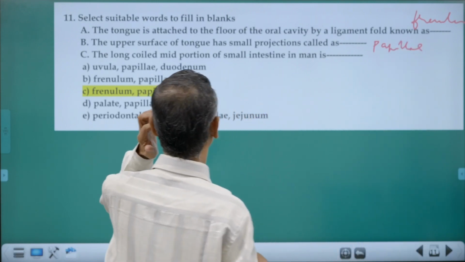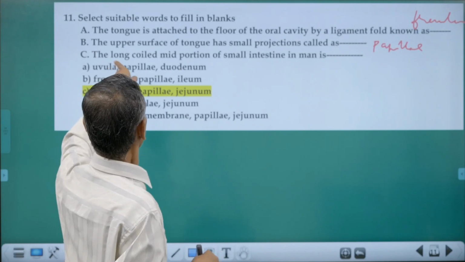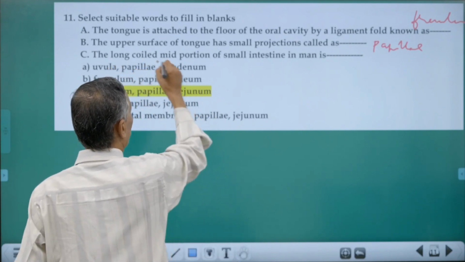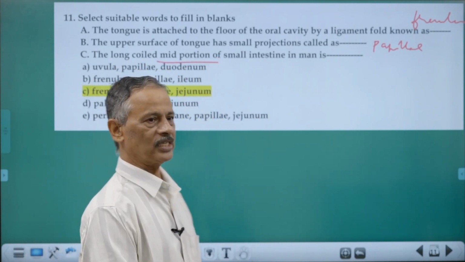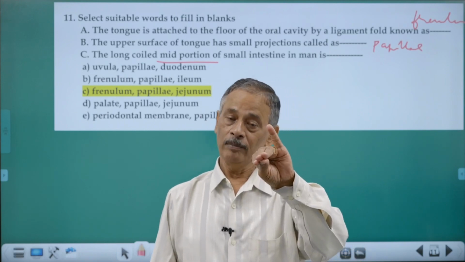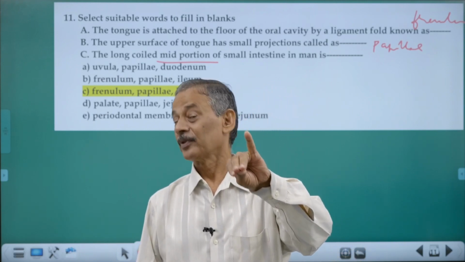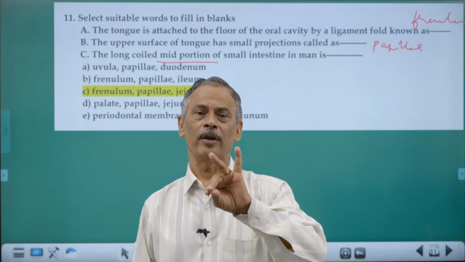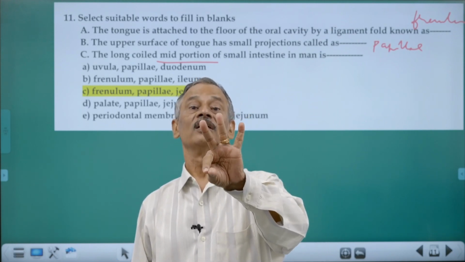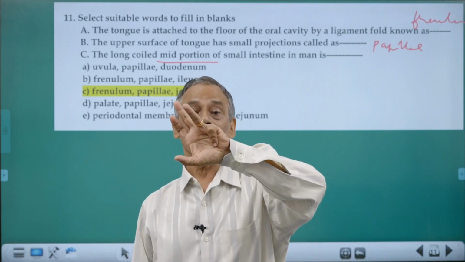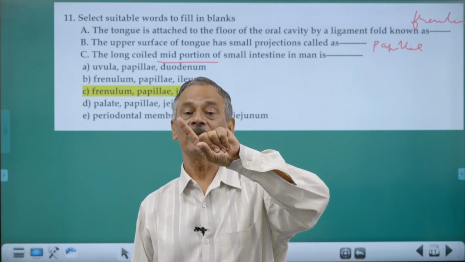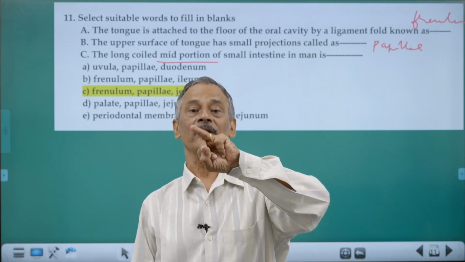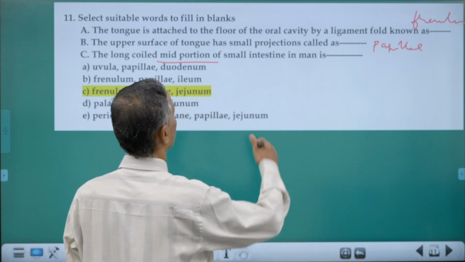The long coiled mid portion of the small intestine. It is long coiled, but mid portion. The small intestine is having duodenum, which is uncoiled. Jejunum, elongated, slightly coiled. The maximum coiled is ileum. So, duodenum, jejunum and ileum. These are the three in that order. So, what is the middle one? Jejunum.